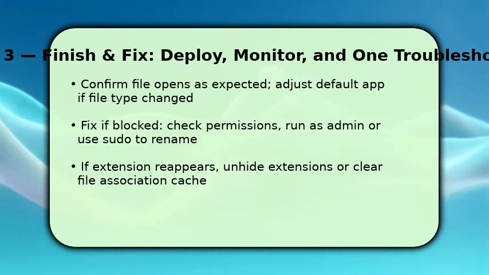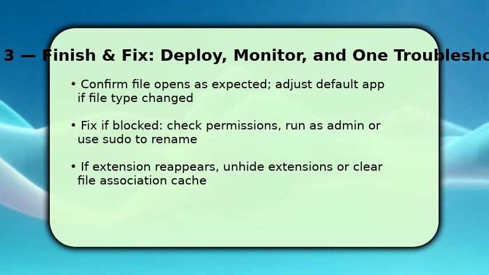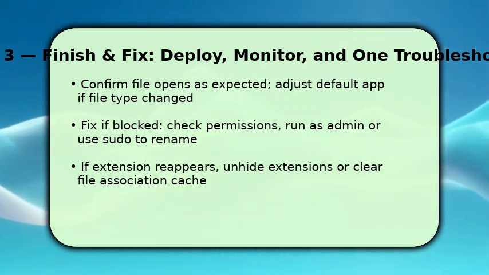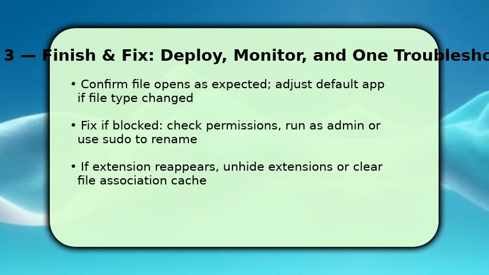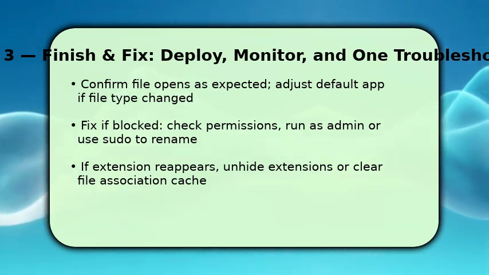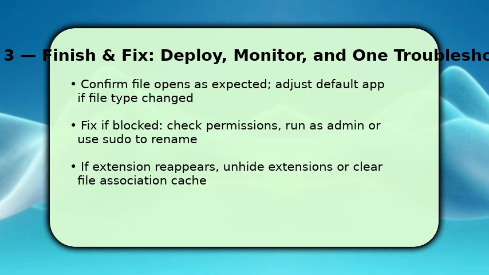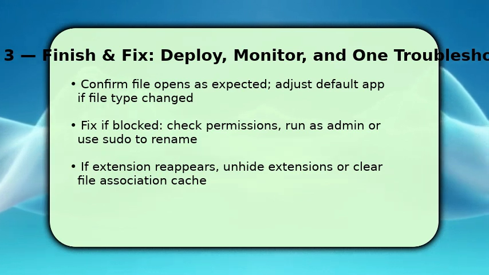If the OS blocks the rename, check permissions, run as administrator or use sudo, and ensure the file isn't in use. Once done, confirm in your file manager that extensions remain hidden or visible per preference. If the extension reappears, clear the file association cache or disable hide known extensions so you control the file name directly.